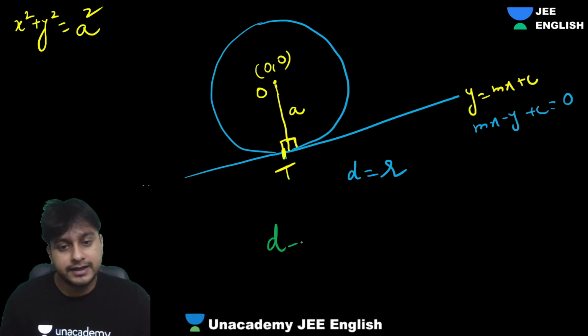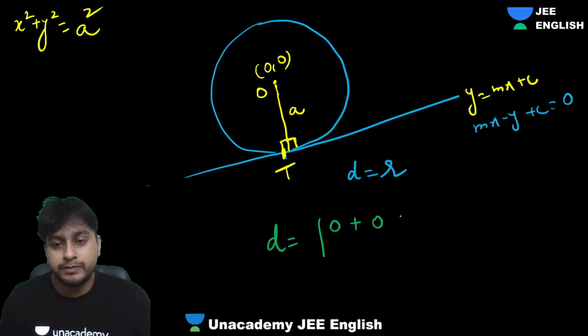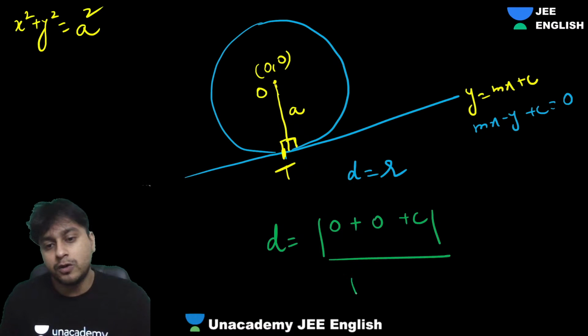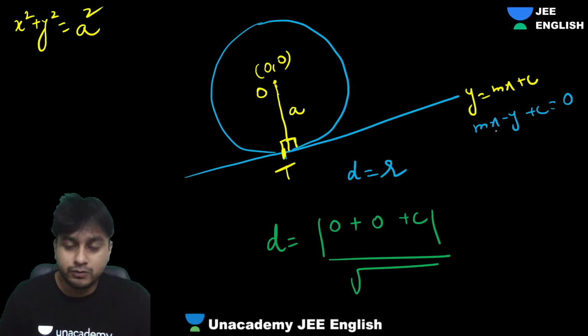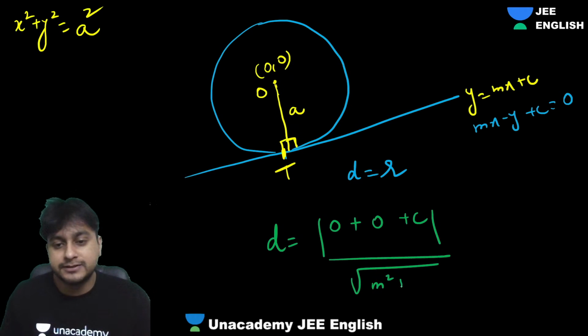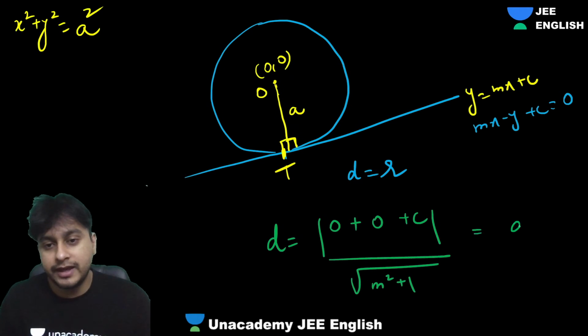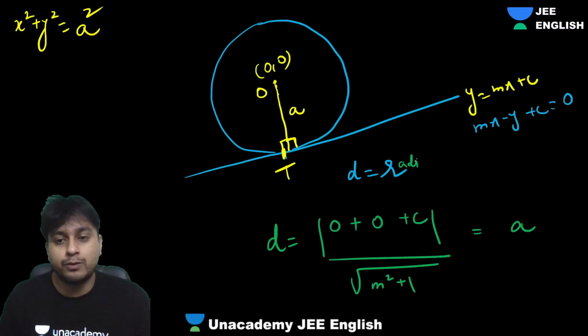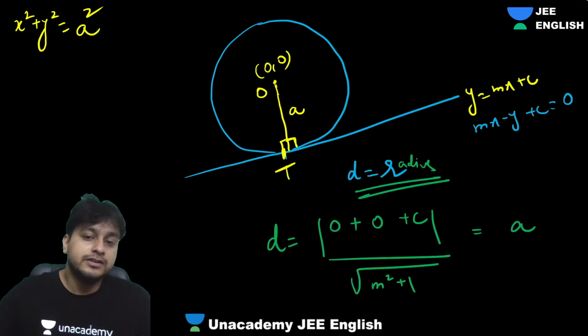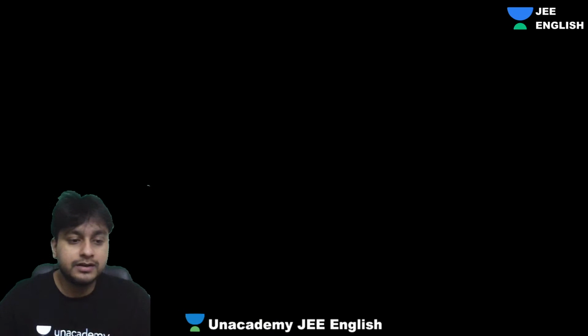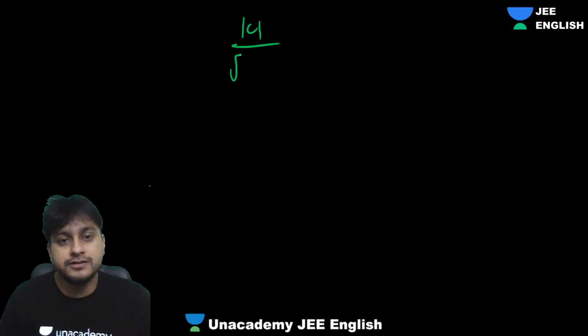Yes. Can I say that d will be equal to mod of ax1 plus by1 plus c upon under root of a square plus b square? Here a is m and b is minus 1, with the point being the origin, so 0 plus c. So what can I say? Under root of m square plus 1 is equal to a. Distance is equal to radius. That's what I wanted to tell, right? So what we'll get, guys? We will get from here mod of c upon root of 1 plus m square is equal to a.